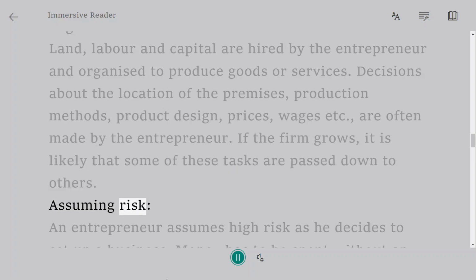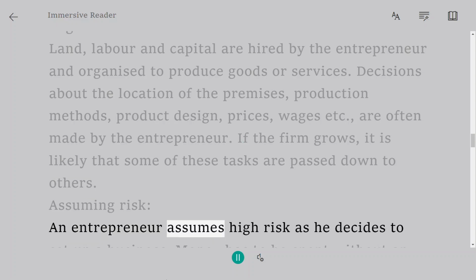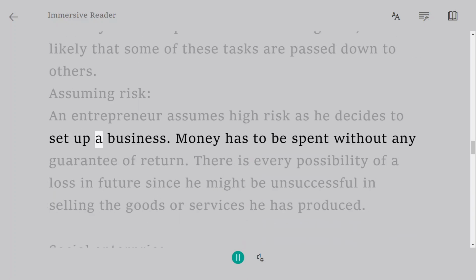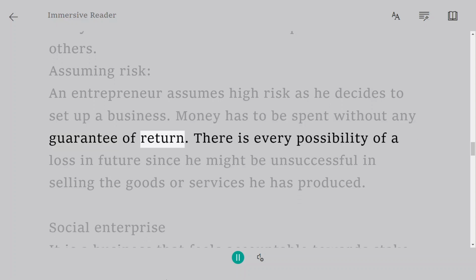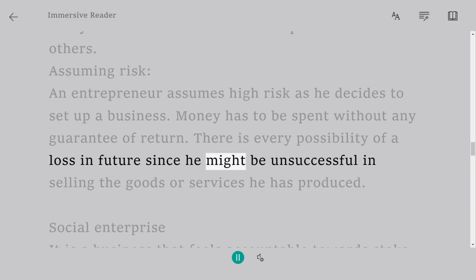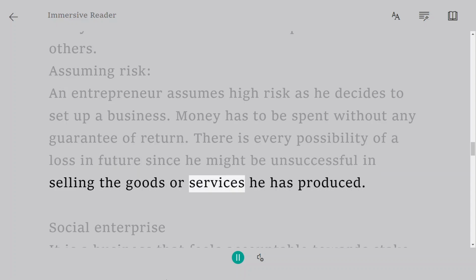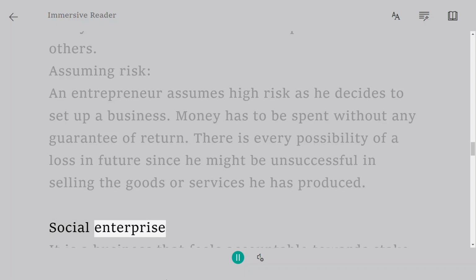Assuming risk. An entrepreneur assumes high risk as he decides to set up a business. Money has to be spent without any guarantee of return. There is every possibility of a loss in future since he might be unsuccessful in selling the goods or services he has produced. Social enterprise.